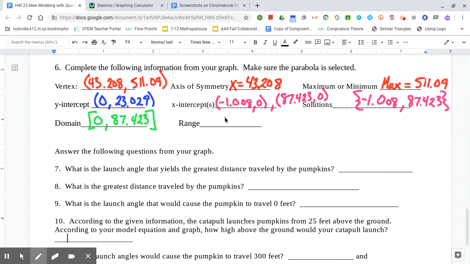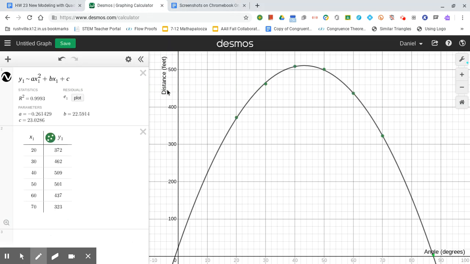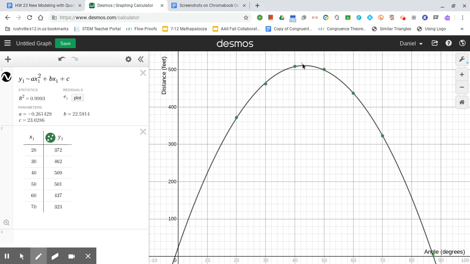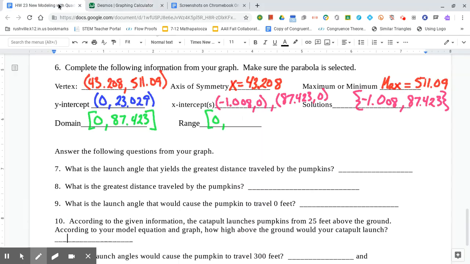And we're going to do something similar for the range here. The range is your y values, which is the distances that the pumpkins get thrown. And I think you'll agree that the pumpkin will not get thrown negative feet. And so that means the least distance a pumpkin will go is 0 feet. And the farthest it gets thrown, remember, in our graph, the largest distance is going to be the highest point, which is our vertex. And we already know where the vertex is. So our vertex we see had a height of 511.09. That means that is the highest y value used on our parabola.